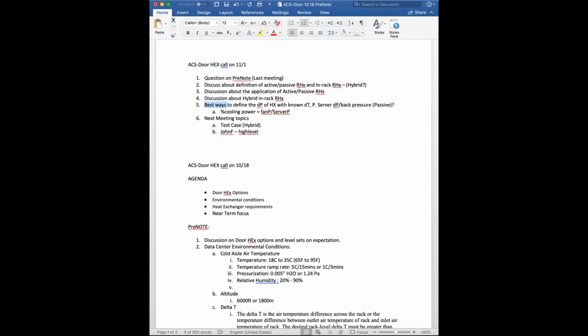So maybe rephrasing the question to the community: what is the typical pressure drop that the rear door heat exchanger is targeted for? Maybe for a 50 kilowatt rack, I don't know, maybe 5,000 CFM.